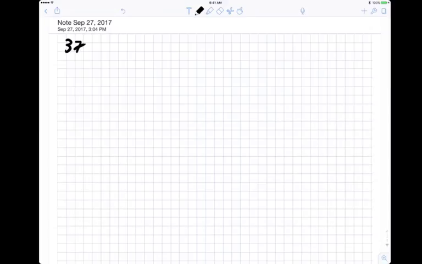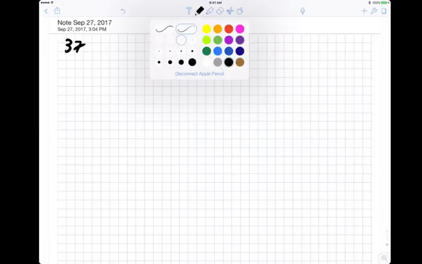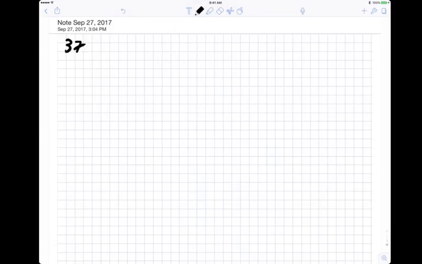Time to get a different color size pen. 37. Okay. 37. So, 37 goes like this.